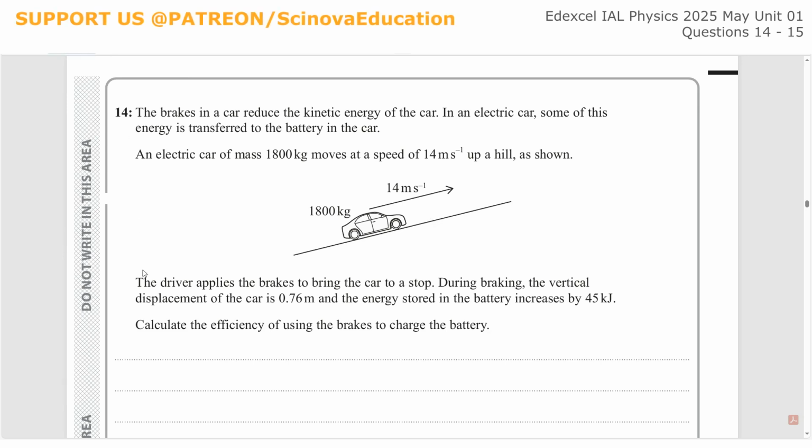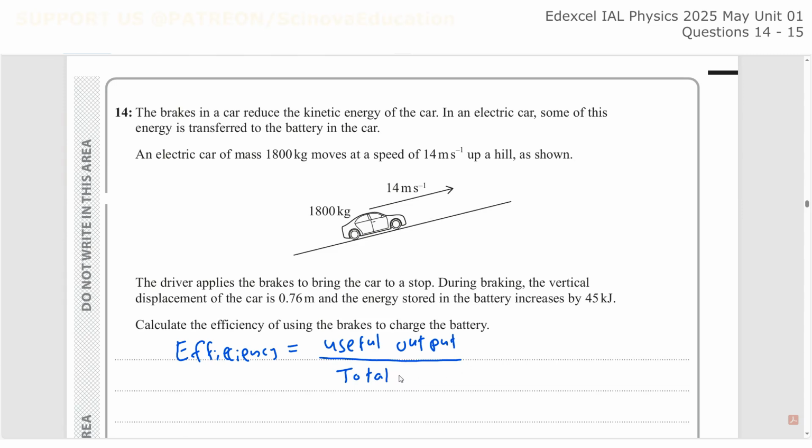To determine the answer, you should remember the formula of efficiency. Efficiency is calculated by the ratio of useful output energy and total input energy. If we want, we can convert to percentage by multiplying with 100.